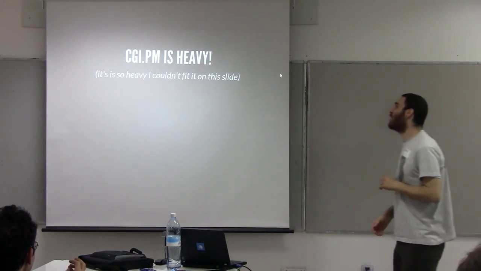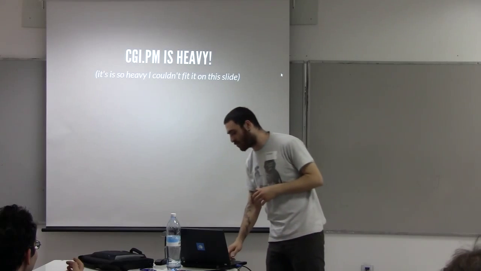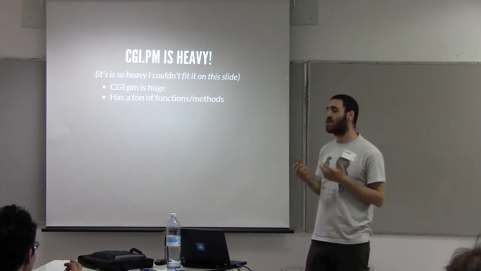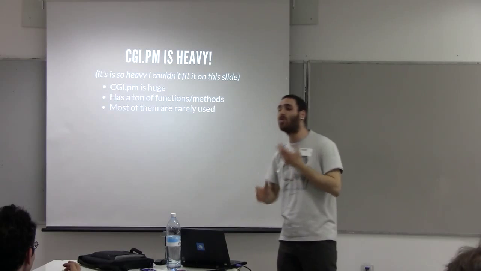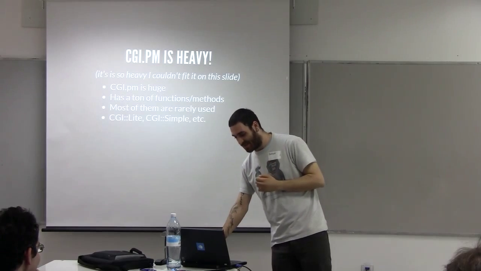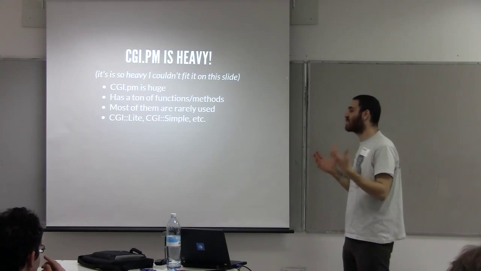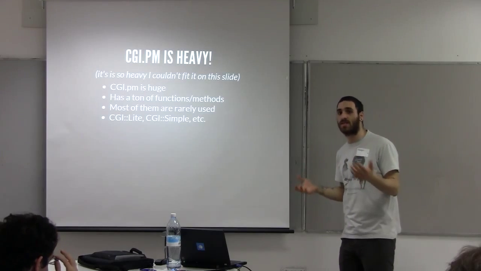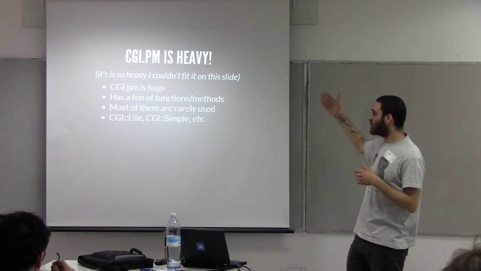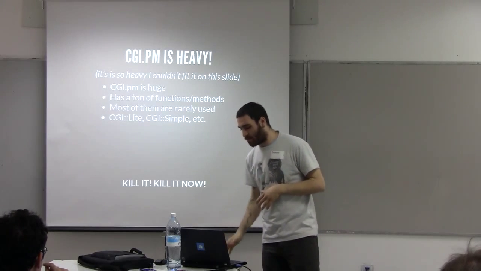It's heavy. CGI.pm is so heavy, I couldn't fit it in this slide. I tried 7 times. It's huge. It's really, really, really heavy. It crashed the browser. So it's not just huge. It has a lot of functions and methods that aren't used at all by anyone, ever. And this makes it really big and really uncomfortable. Now there's CGI Lite, there's CGI Simple. Again, a lot of modules that try and fix problems with the size, complete rewrites, some modules that are based upon these or use them as a parent module and then try to lower some of the overhead, but it's insane, it's just too big. And same solution.